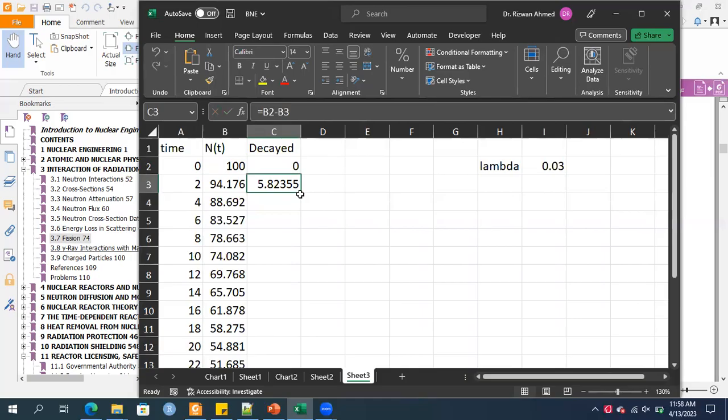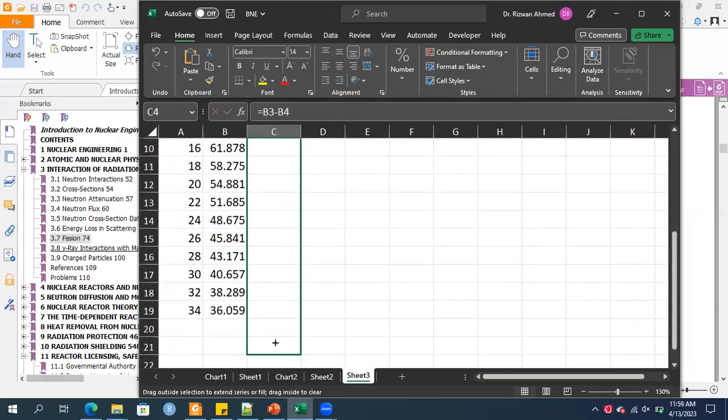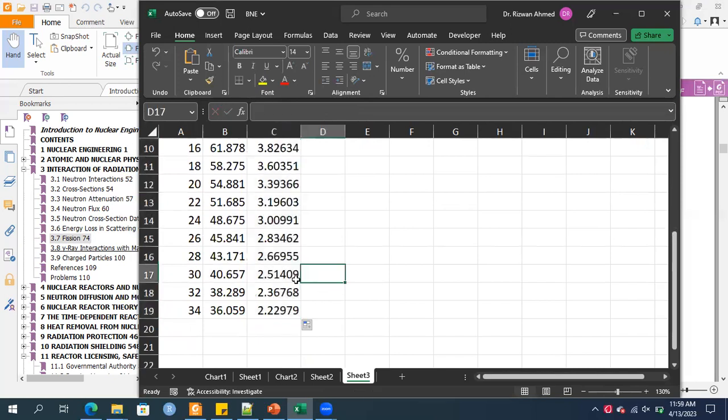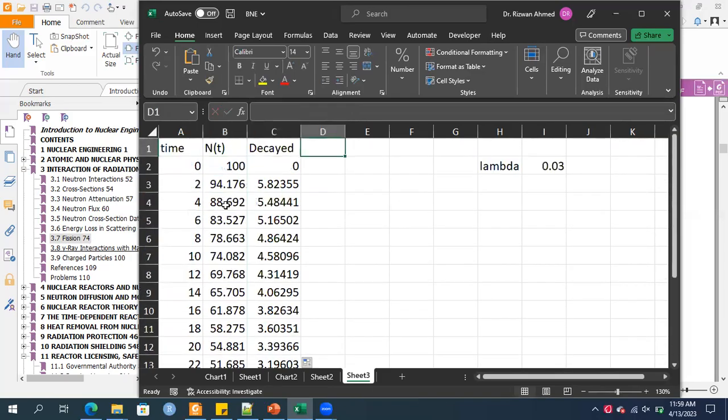I can repeat that. The number of nuclides decayed in this interval, so from 94 to 88. So this is the number. Similarly, the number can be computed by subtracting the successive values in the parent nuclide, right? Between 2 successive steps. Now probability.